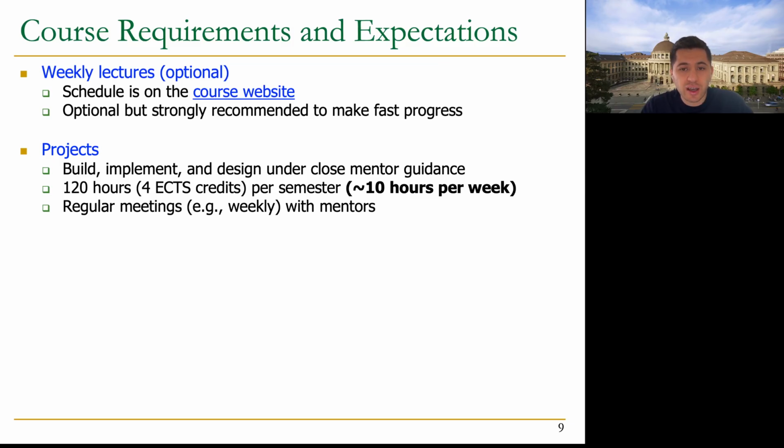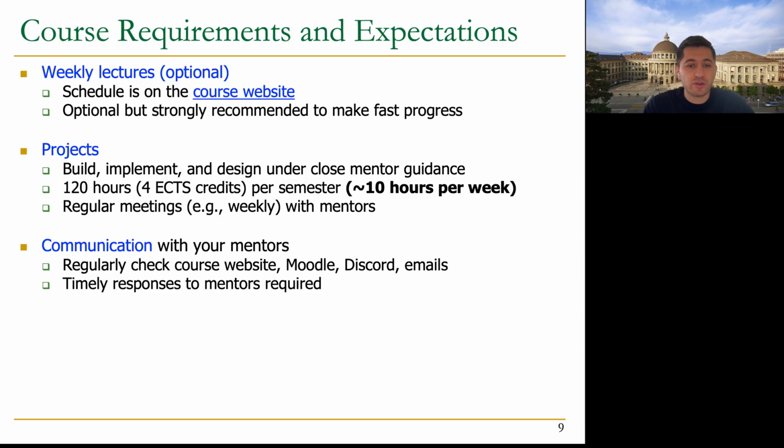Then what counts as an hour, right? You're going to be meeting with your mentor, hopefully regularly, maybe every week. This counts as time that you're spending for the course. You're going to be working on your projects, implementing things, building things, designing things. These are all basically the time that you're spending for this course. But it's really essential that you make progress and you meet with your mentors to successfully pass this course.